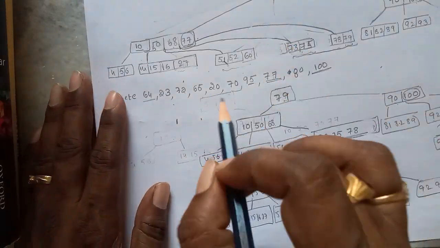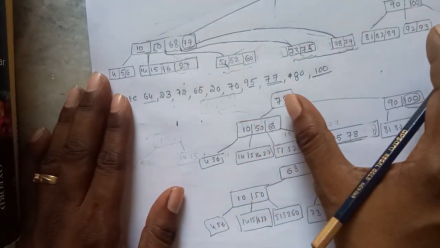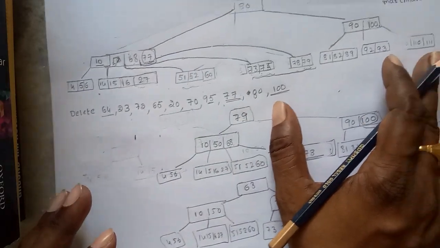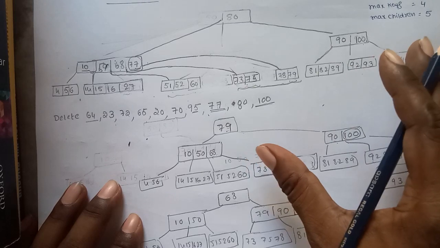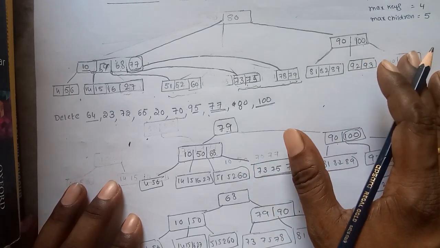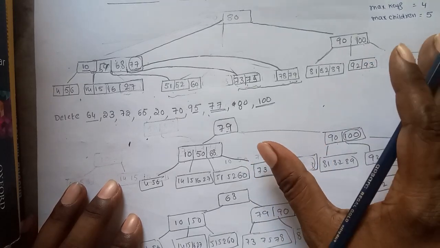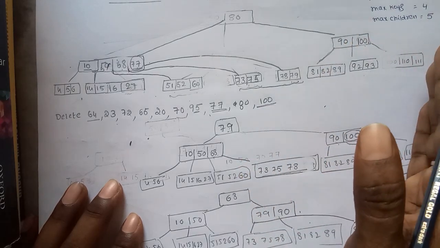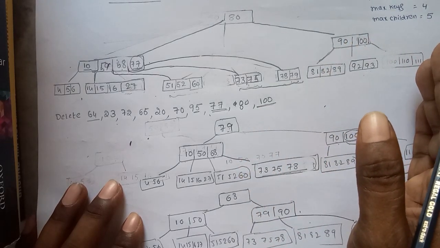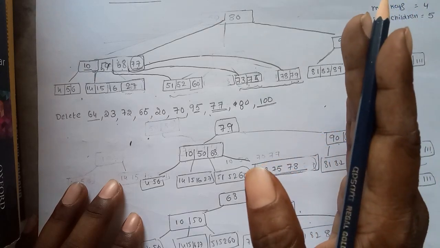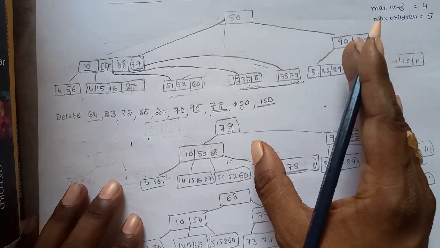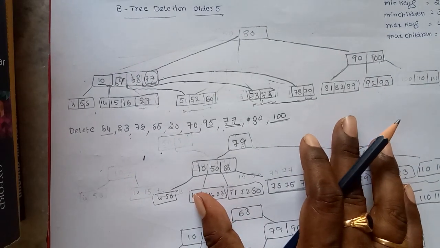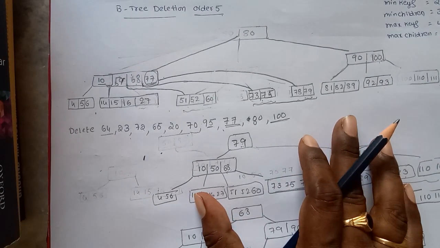Observe. So what are the different cases? Simply delete a node from the leaf node. After deletion of a node, there is no problem, that is, all conditions are satisfied. After deletion of a node, if it violates the property, one case is to check the immediate siblings. Suppose the immediate left sibling contains more than the minimum number of elements, take a borrow.